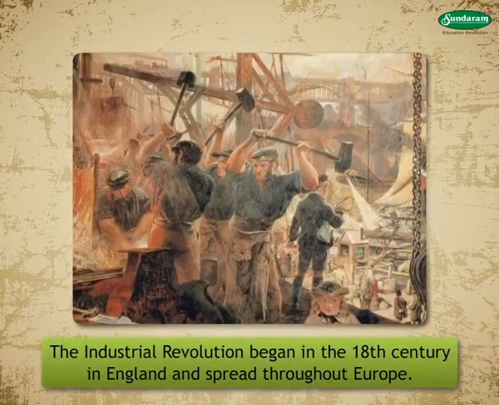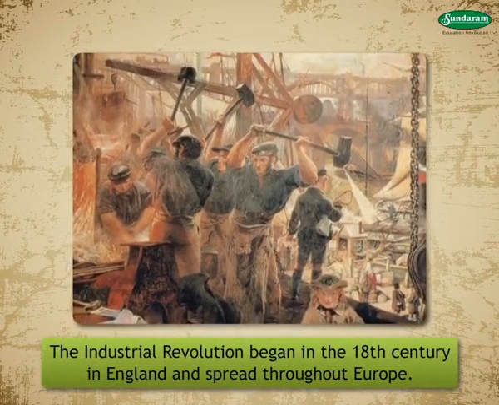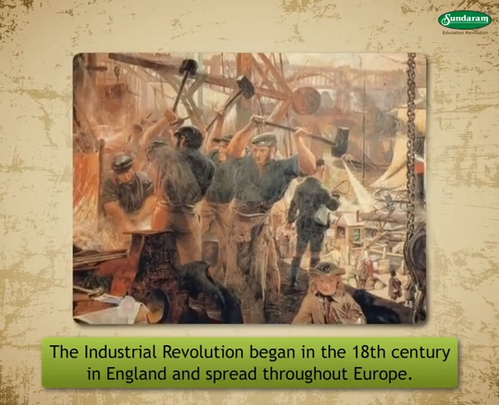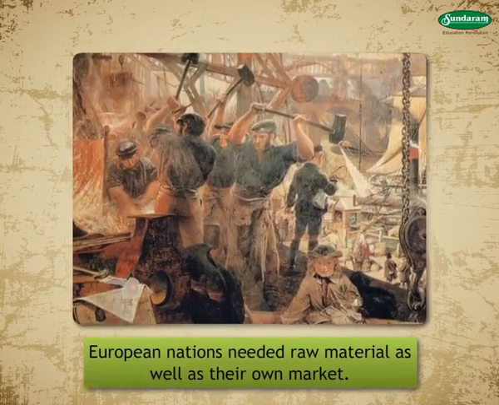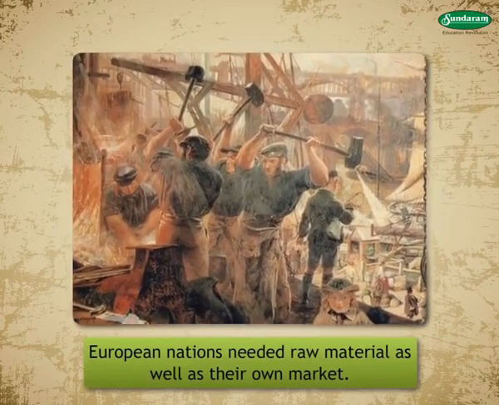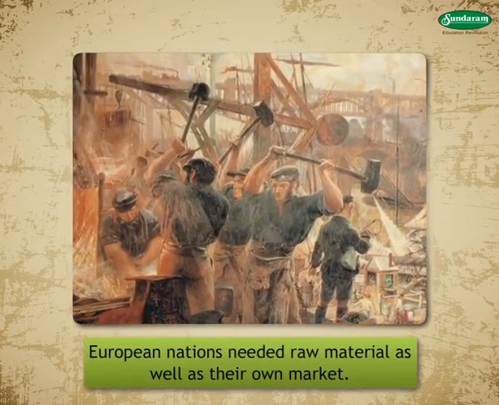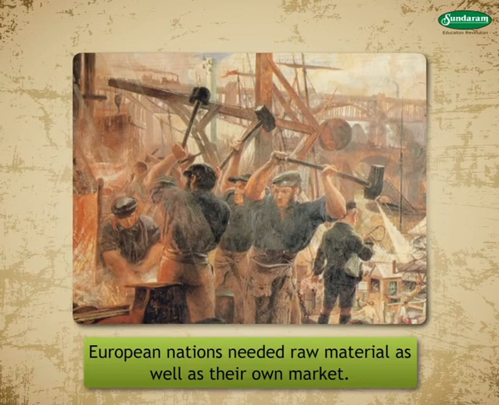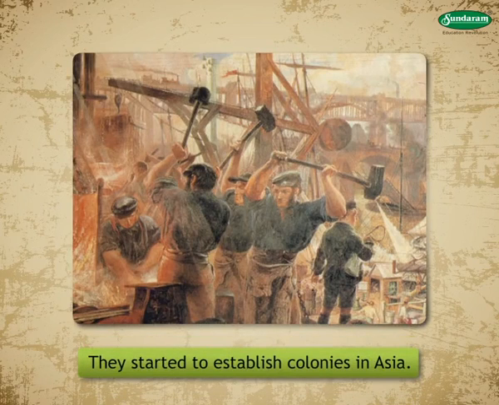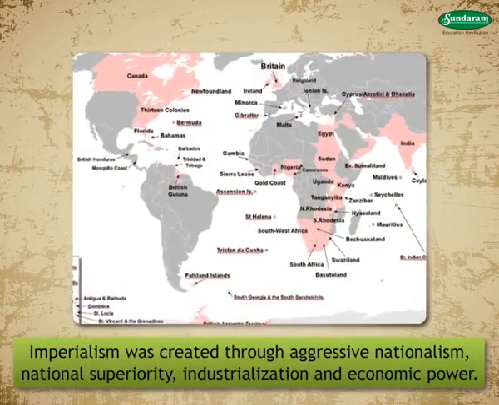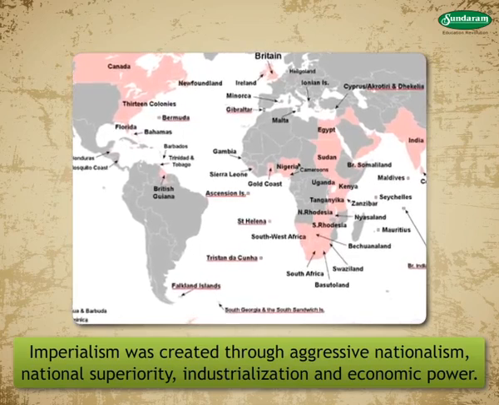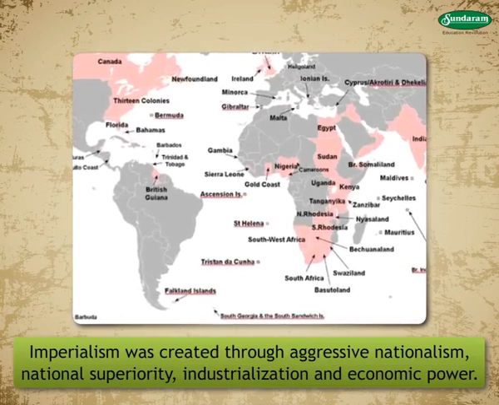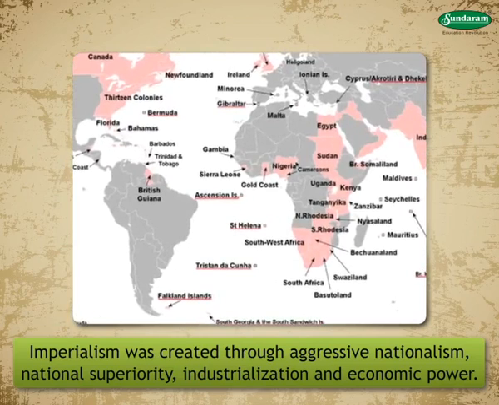The Industrial Revolution began in the 18th century in England and spread throughout Europe. European nations needed raw material as well as their own market. Therefore, they started to establish colonies in Asia. Imperialism was created through aggressive nationalism, national superiority, industrialization, and economic power.